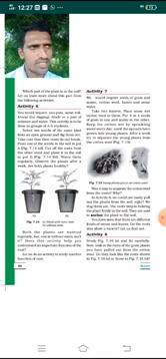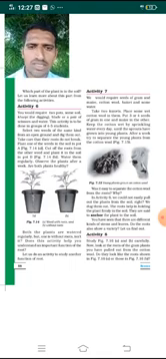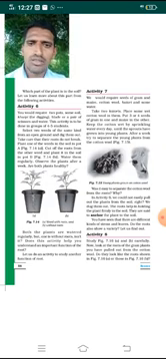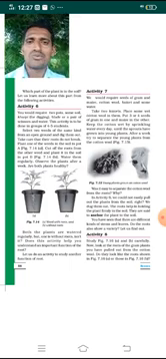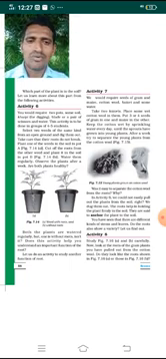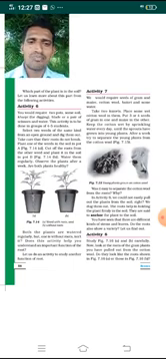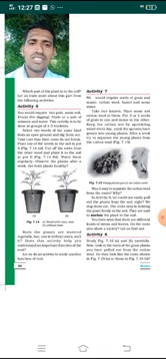For this activity, number 7, we need some things. The required things are as follows: some seeds of gram as well as some seeds of maize, some cotton wool, two katoris and some water. Take two katoris and place some wet cotton wool on them. Then put three to four seeds of gram in one katori, and three to four seeds of maize in another katori.